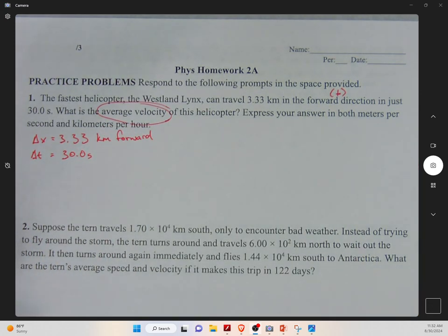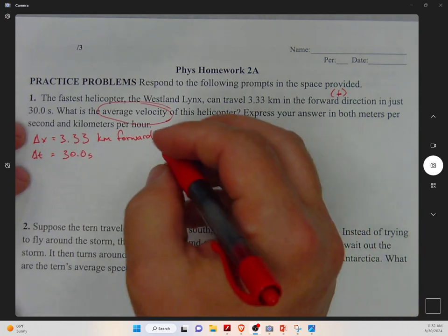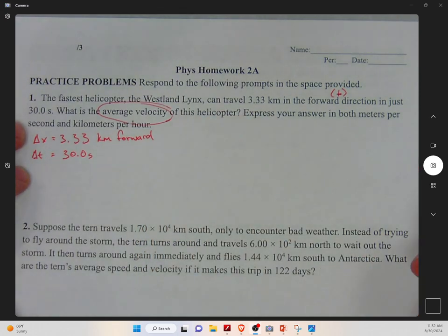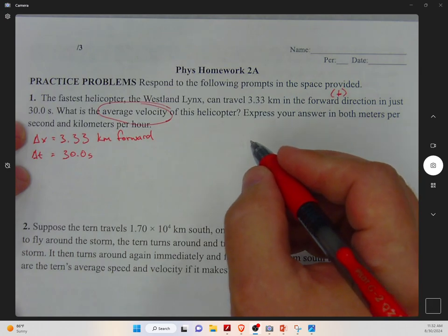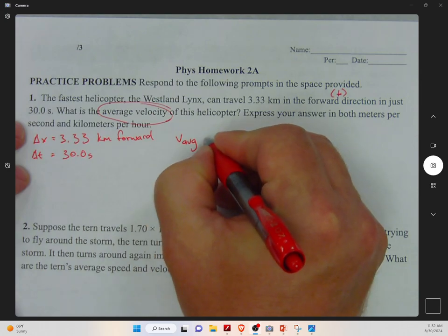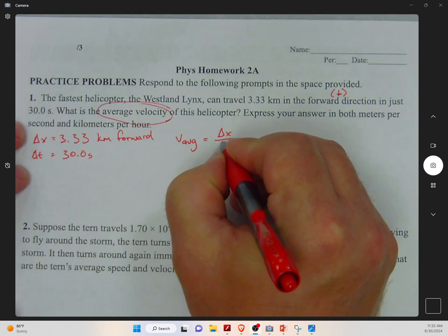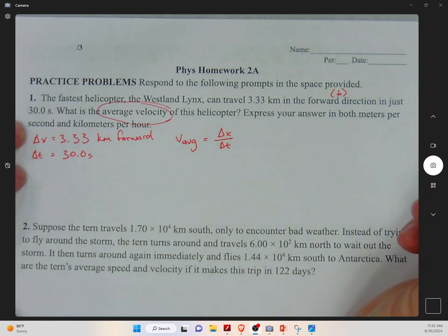A quick question, does time need a direction? No, because it only goes forward, right? So we do not need to include that. Now, average velocity is equal to delta x over delta t.